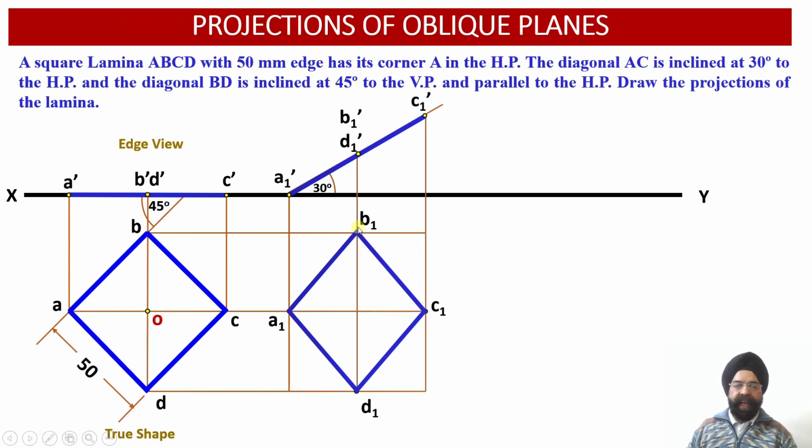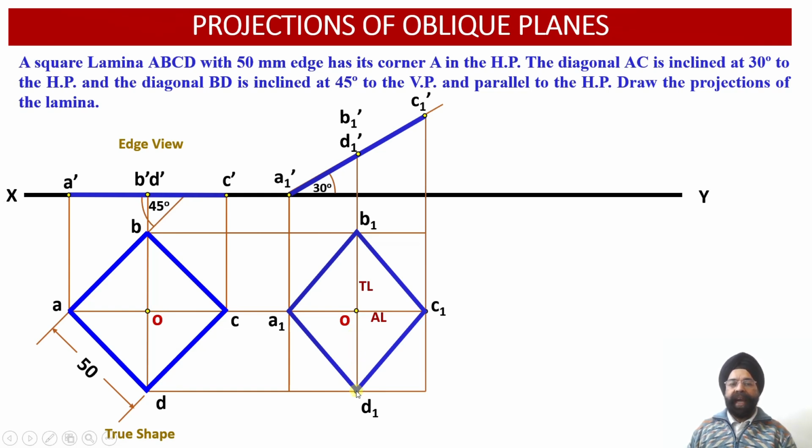Whereas the diagonal BD, that is B1 D1 projection in the top view, is still parallel to the horizontal plane. So we are going to obtain the true length projection of this particular diagonal. B1 D1 will be represented as true length in the top view projections over here. So A1 C1 is the apparent length of the diagonal AC, whereas B1 D1 is the true length corresponding to the diagonal BD.